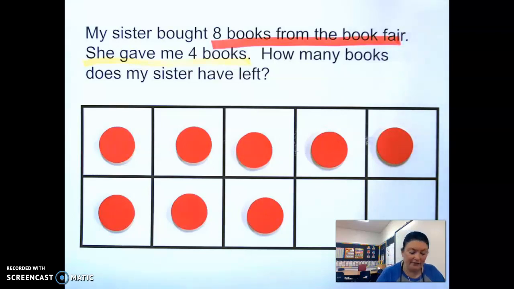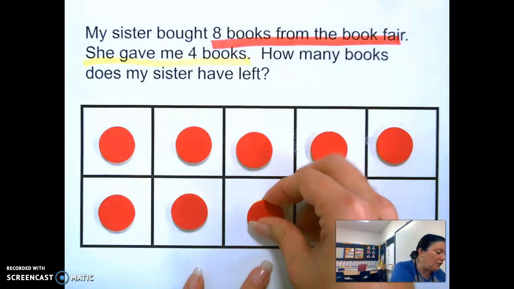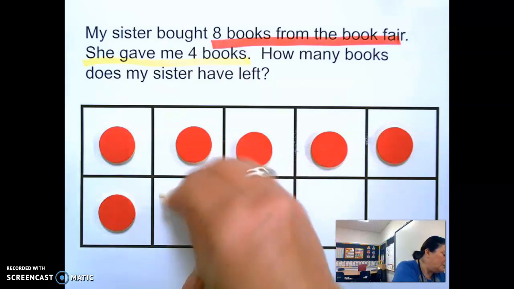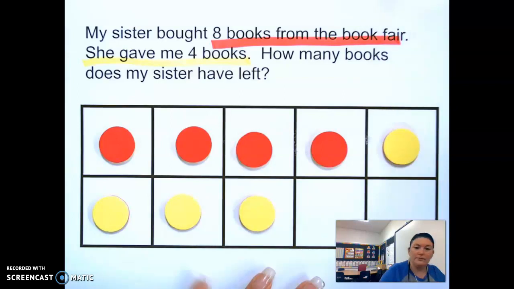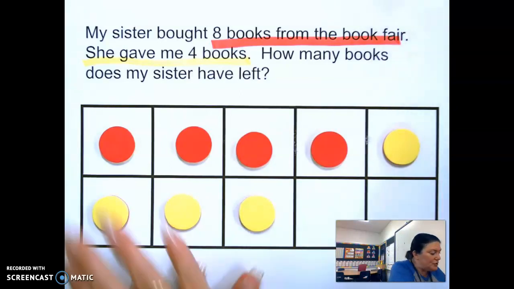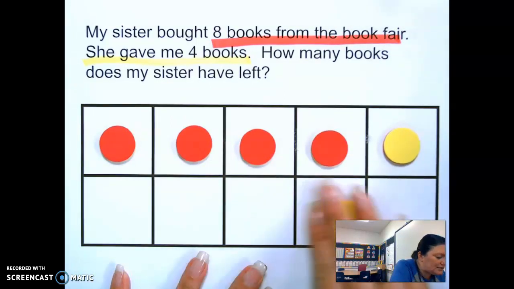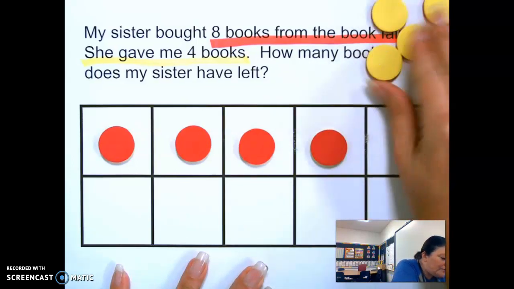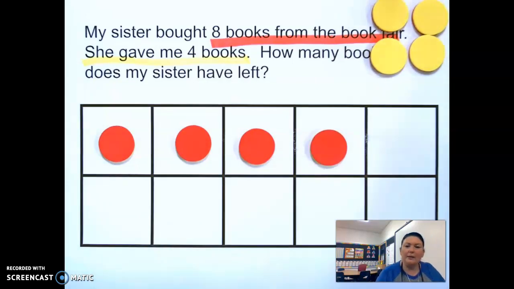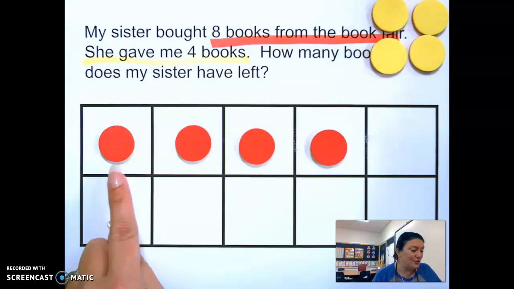So now that I have my 8 books there, my sister was kind enough to share with me, and she gave me 4 books. 1, 2, 3, 4. So if she took these 4 books and she gave them to me, how many books does my sister have left? 4. She also has 4.